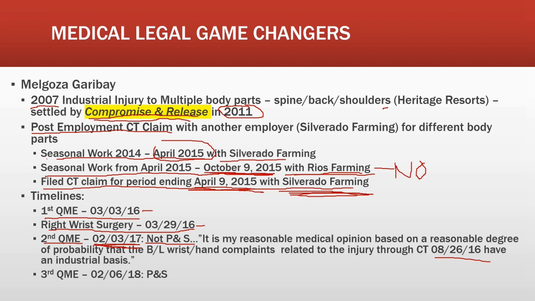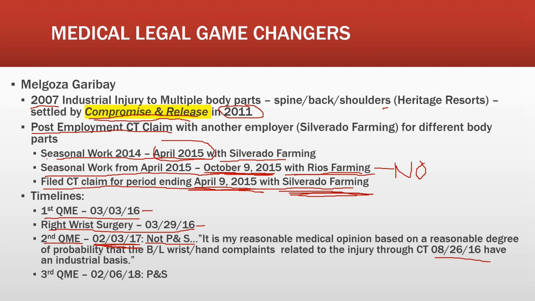And it's referenced only one time in the entire case, so I'm not sure what the Qualified Medical Evaluator is referring to here. But he states that in his opinion, the bilateral wrist and hand complaints are related to the cumulative trauma injury. And so here he opines for FOR, AOE, COE.